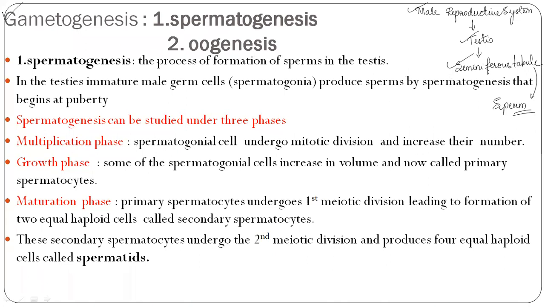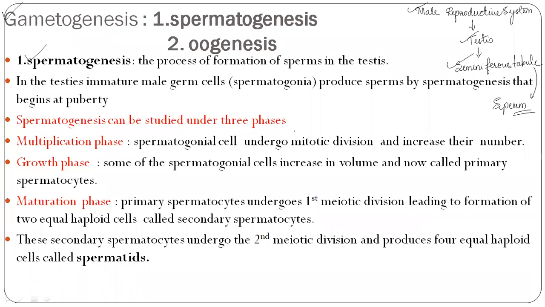Now, what happens here, students? The process of the formation of the sperms in the testes is called spermatogenesis. This is important. Definitions are very important and you need to be very specific. If you write only the formation of sperm, that is correct, but if you give more specification, like the process of formation of sperms in the testes is known as spermatogenesis, then it becomes a proper definition.